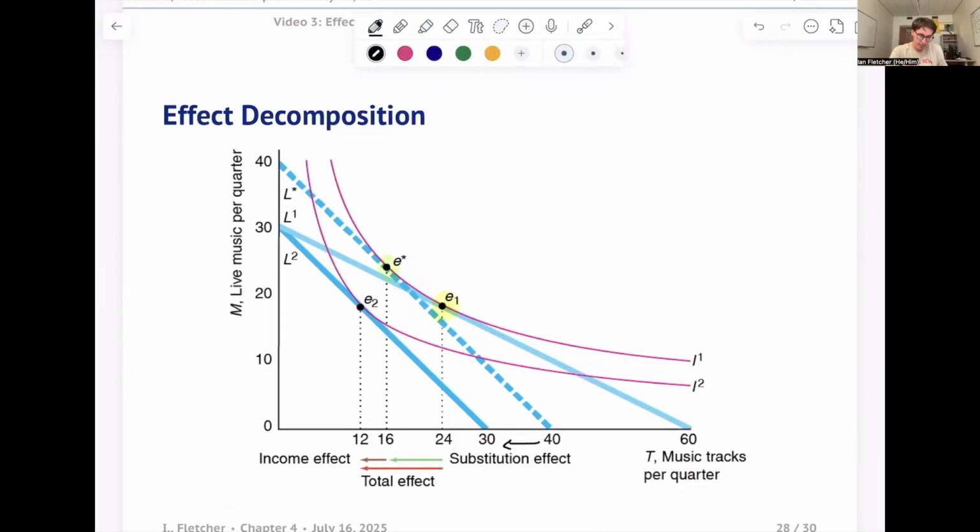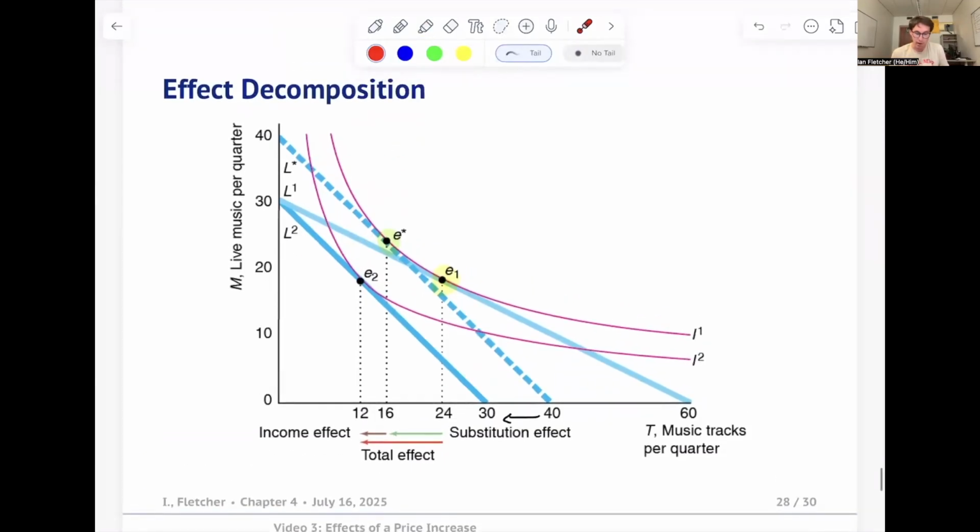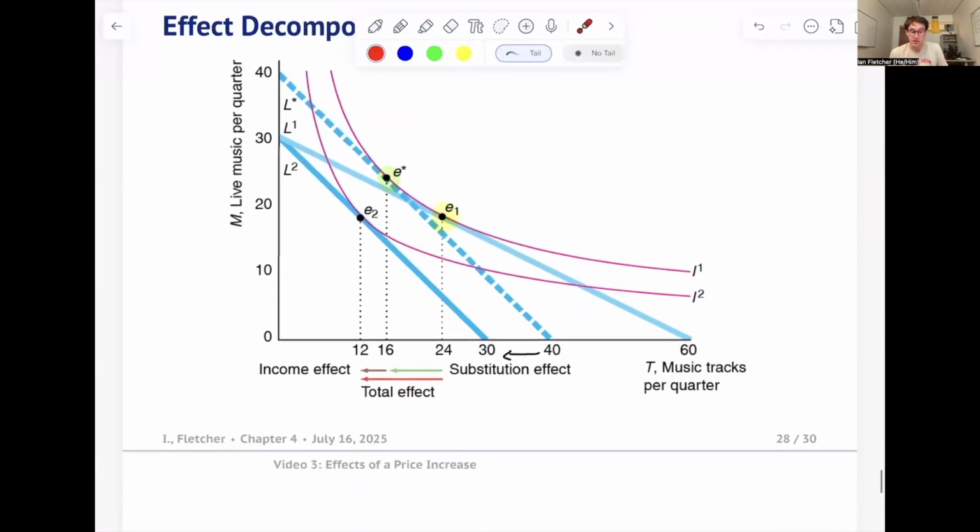And then finally, we can't have that money forever. So we're going to have to decrease back down. And so holding our prices constant, then we are going to move back down to E2 for our income effect. And we're going to be able to see that entirely. So this would be our effect decomposition for two goods that may or may not be perfect substitutes.